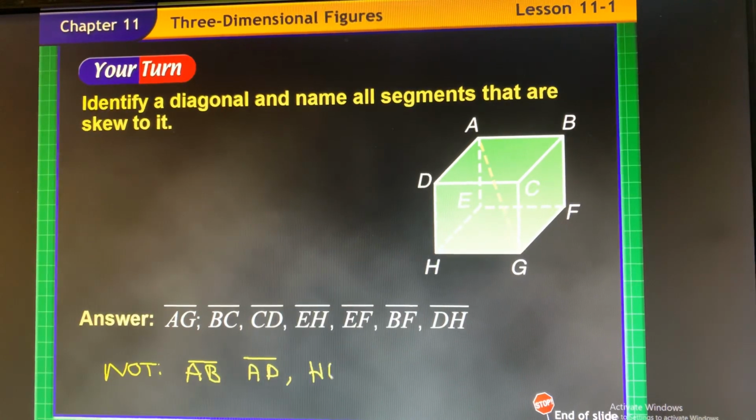HG is not skew because it's intersecting. And GF is not skew because it's intersecting.